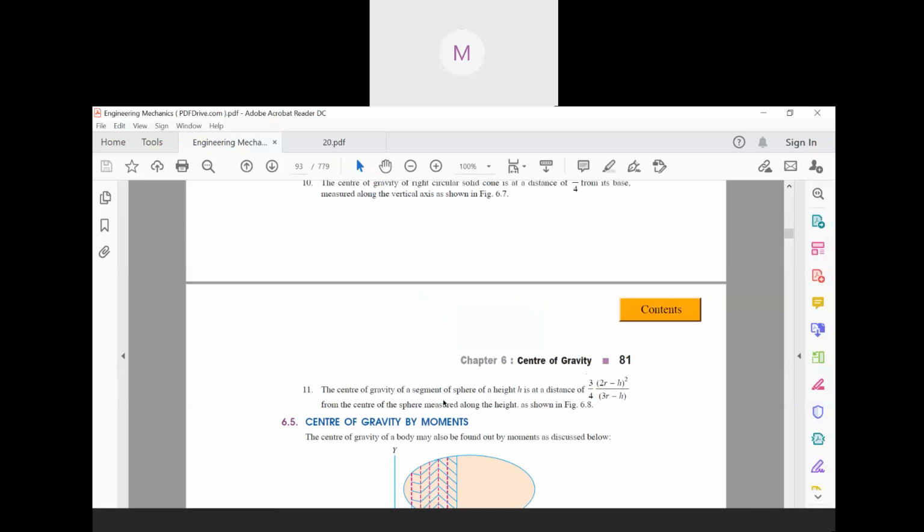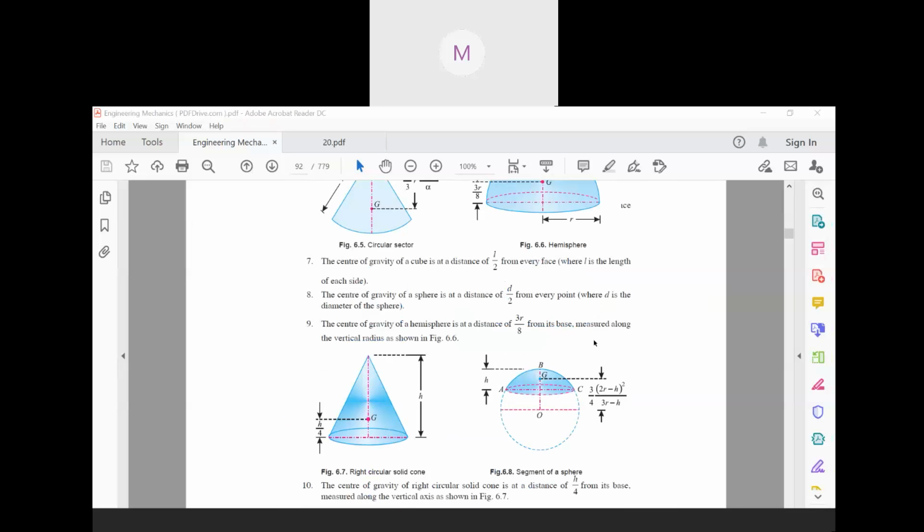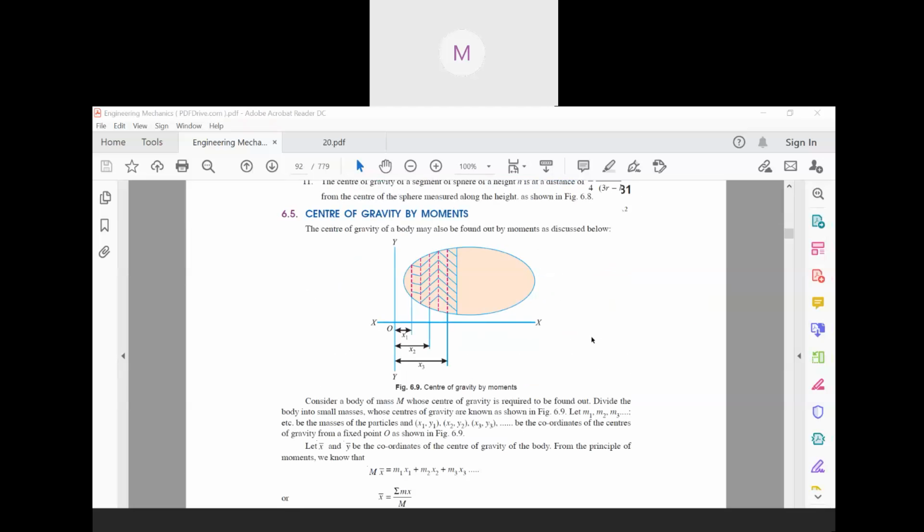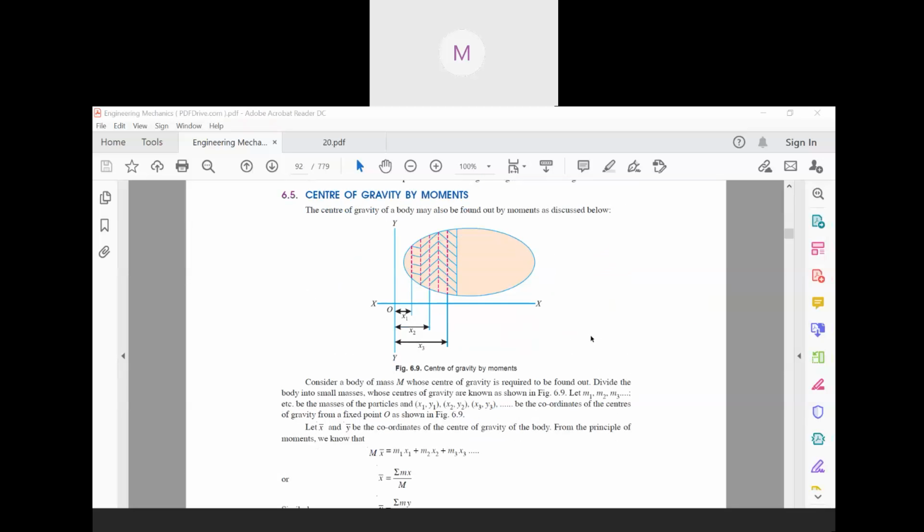So, yesterday we discussed regarding what? We discussed the various parameters that were considered, right? Yesterday we discussed the different values of centroid and center of gravity. Now, today we'll discuss center of gravity by moments. Center of gravity by moments can be found like this.